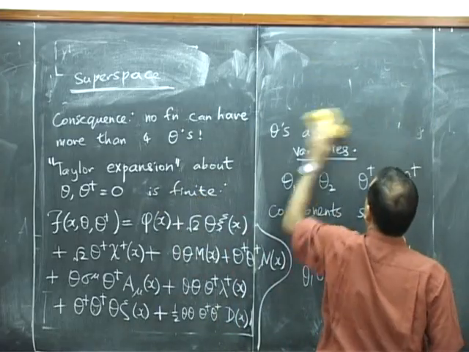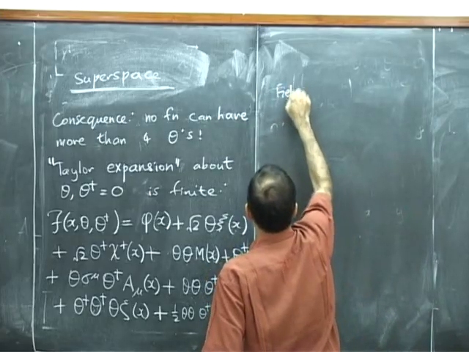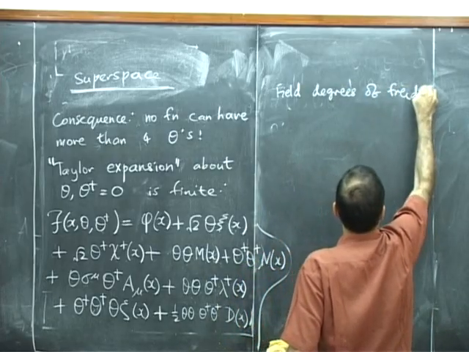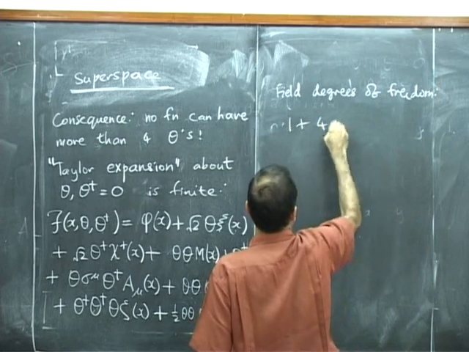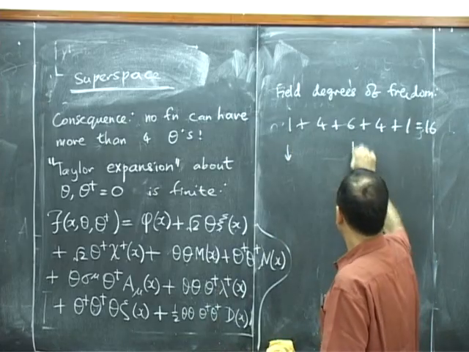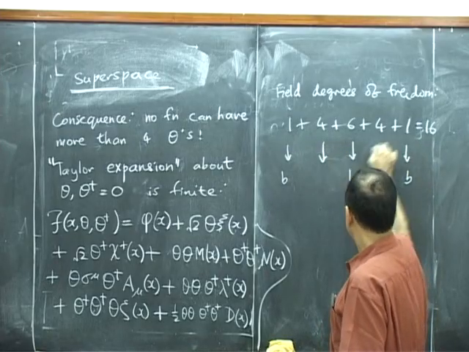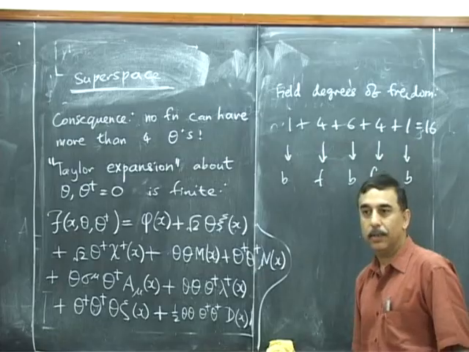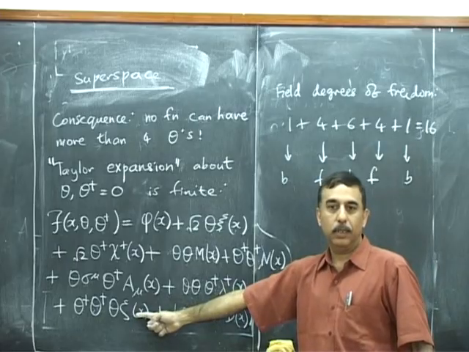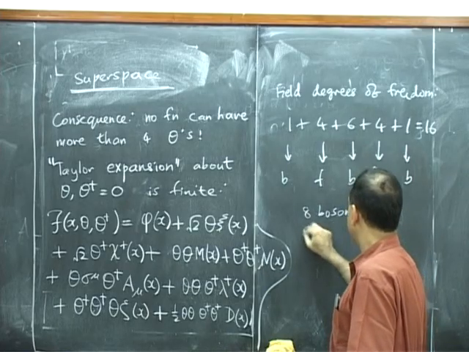So the field degrees of freedom: 1 plus 4 plus 6 plus 4 plus 1 equals 16. Moreover, we see that this and this are all bosonic, and this are fermionic. Because anti-commuting objects are fermionic, so they come at first order and third order in theta. Therefore there's an equal number, 8 bosons, 8 fermions.